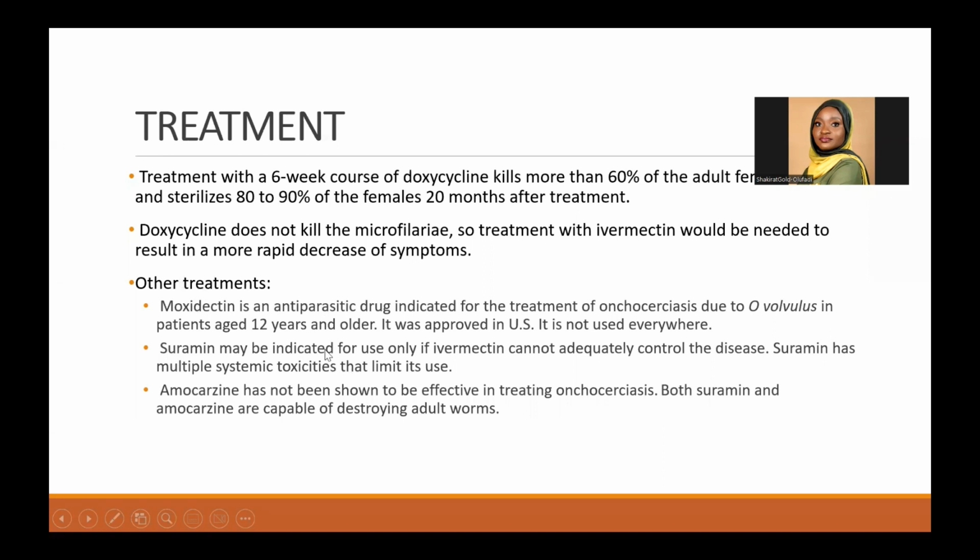Other treatments being developed or found in developing countries include moxidectin, suramin, and amocarzine, but they are not readily available here. And the ivermectin is found to be very effective. It's only when, for some reason, ivermectin is not working that suramin may be considered, but because it has multiple systemic toxicities, it's not really recommended.